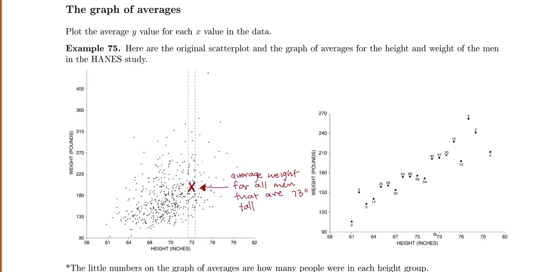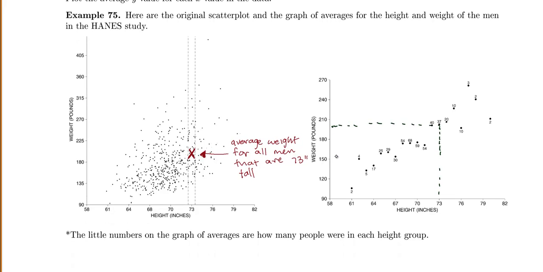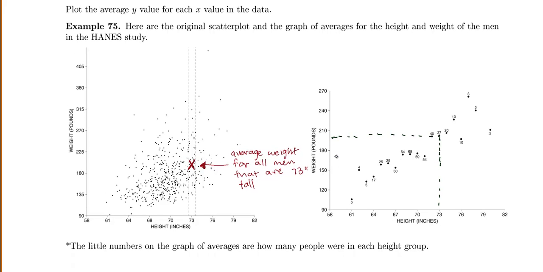And so then I could come over to 73 inches and go up and put my dot for the average of all the men that are that height. And the little numbers on the graph of averages are how many people were in each height group. So that means there were 37 men that were 73 inches tall, and their average weight was about 208 pounds. And we're not really going to use the graph of averages too much either. This is just a precursor.